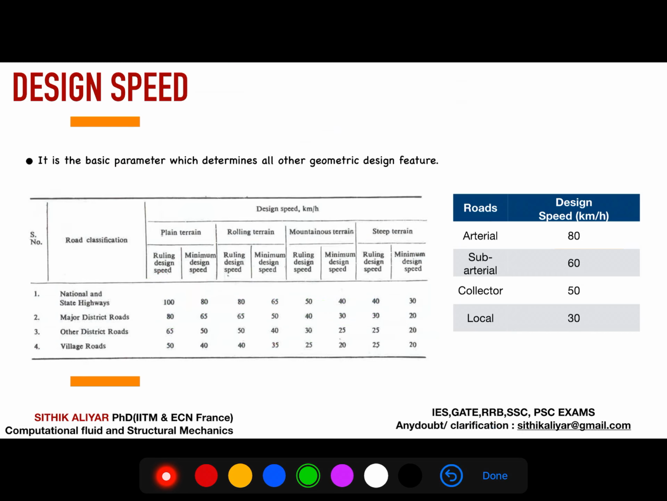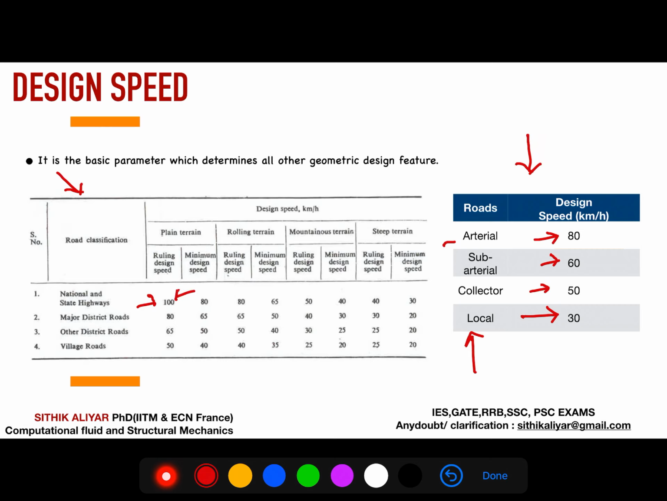As we discussed a little earlier, there are other roads also, under road classification. For arterial roads the design speed you should consider is 80, sub-arterial 60, collector street 50, and local street 30 km/h. This will be the design speed for designing these non-urban road areas. This is how design speed is defined by IRC. You can copy these values. We will see how it modifies the geometry in coming lectures.